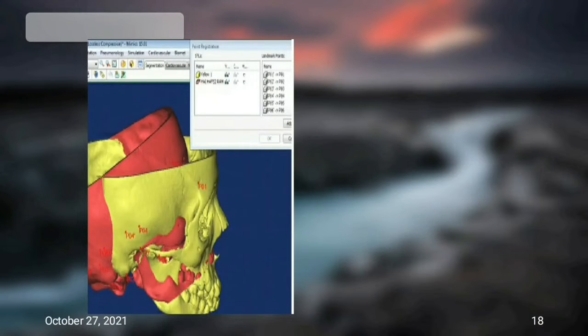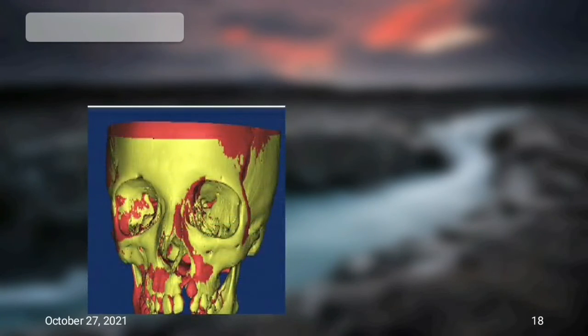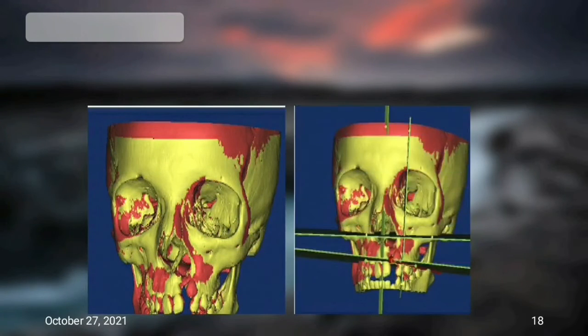For the registration and superimposition step, the 6 months postoperative 3D file was imported to the immediate postoperative CT file. Superimposition of the immediate and 6 months files was performed, and then cutting planes were performed after a series of point registration to superimpose both files and isolate the alveolar process from the surrounding bone.